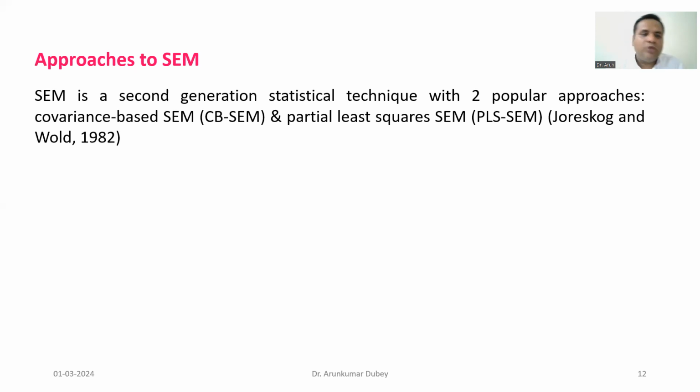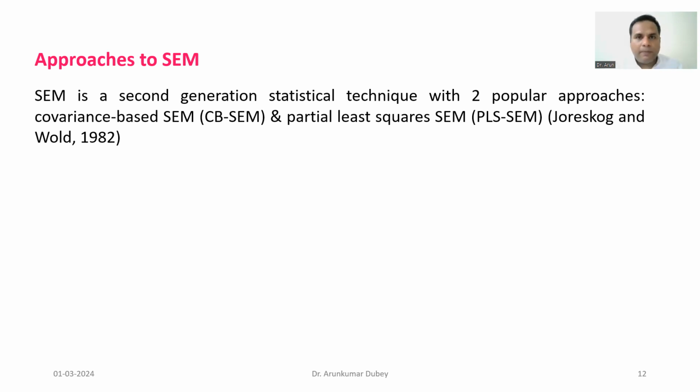Now when I say approaches to SEM, there are two approaches to SEM. One is your CB-SEM, that is covariance based SEM, and second is your PLS-SEM, that is partial least square structural equation modeling. Now please understand what's the difference between these two SEMs. The difference is of algorithm which the software uses. In CB-SEM, the algorithm is the MLE method, which is maximum likelihood estimation. And in PLS-SEM, the algorithm is partial least square. So CB-SEM uses the MLE method and PLS-SEM uses the partial least square algorithm.